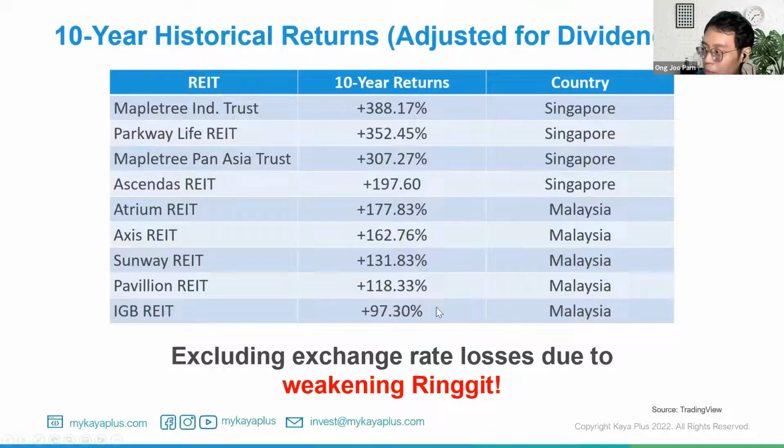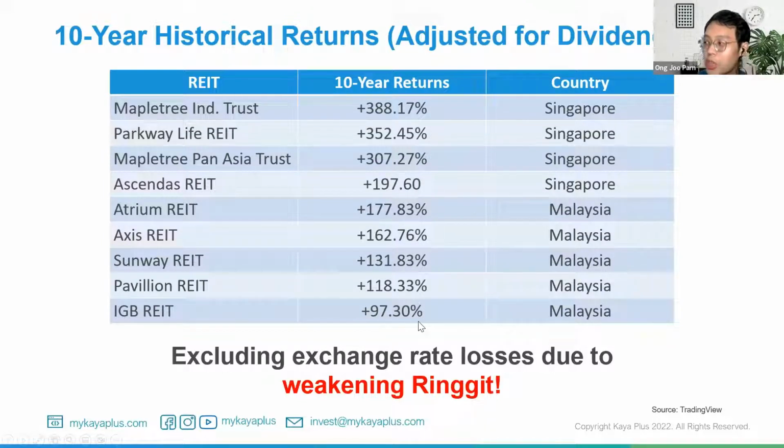And if I just take the bottom of the bottom, which is IGB REIT at 97%, you are actually losing out close to 100% across 10 years if you choose to invest in IGB REIT compared to Ascendas REIT. And this actually excludes the exchange rate losses due to the weakening ringgit. So we are all aware that the ringgit has been weakening, right? If you are planning to go overseas now that the borders are open, you would be aware of how the ringgit has been weakening against a lot of other currencies, be it the USD, be it the Sing dollar, right? And this does not include the ringgit weakening effect on top of the overall absolute return.